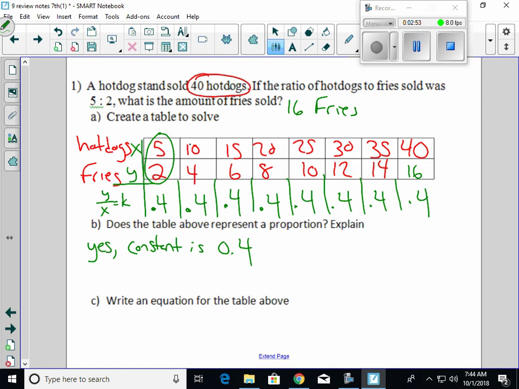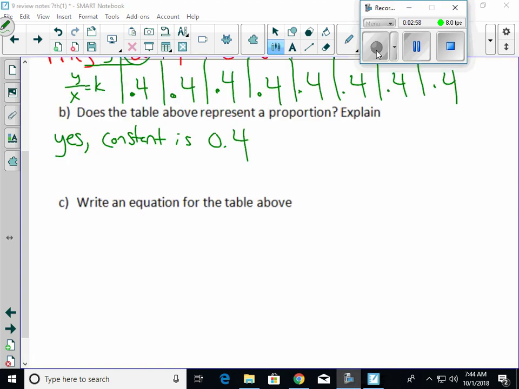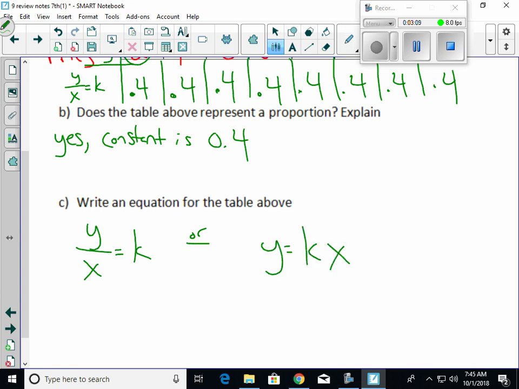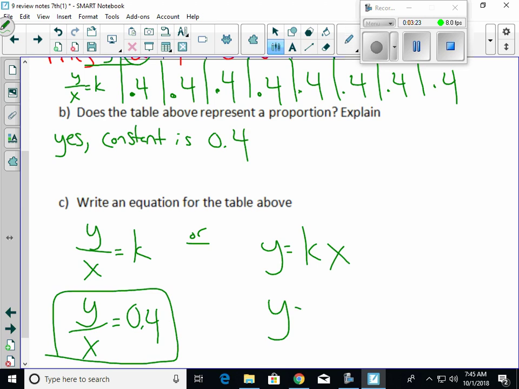Okay, and the last part asks us to write an equation for the table. Okay, if I'm looking at writing an equation, there are 2 formulas I can use. I can use the y divided by x equals k, or I can use the y equals kx. Okay, but for each formula, I'm going to substitute what I know for the constant. Okay, so one answer is y divided by x equals 0.4. Another possible answer would be y equals 0.4x.